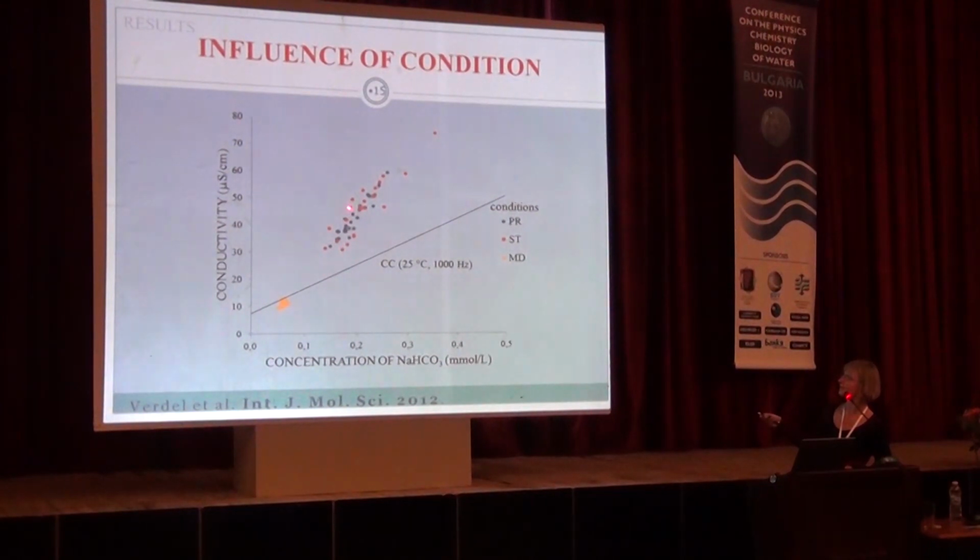So for instance, if I take this dot here, the conductivity was around 50 microsiemens per centimeter. So its chemical composition should be around 0.5 millimoles per liter, which is more than twice what I measured.